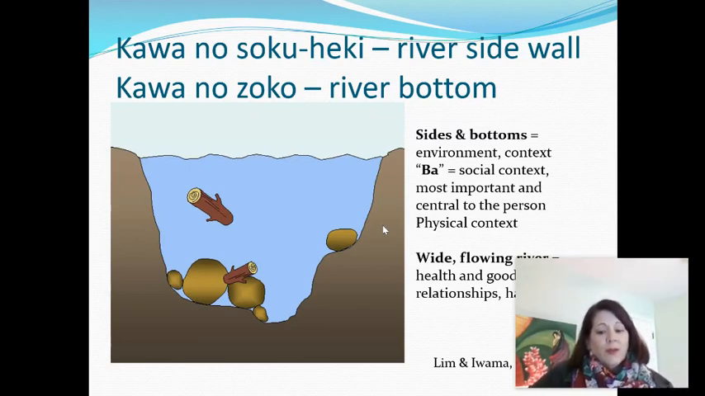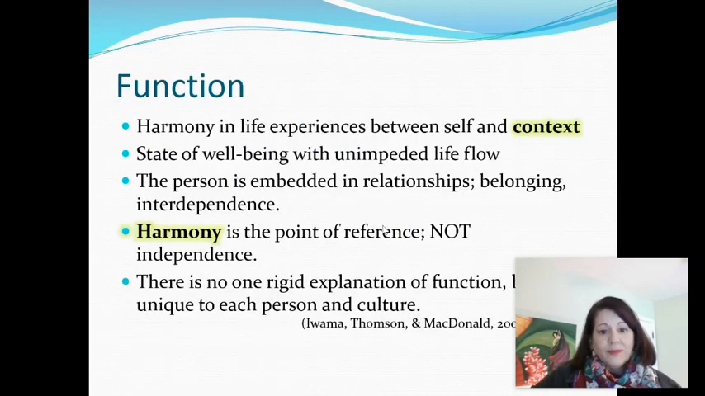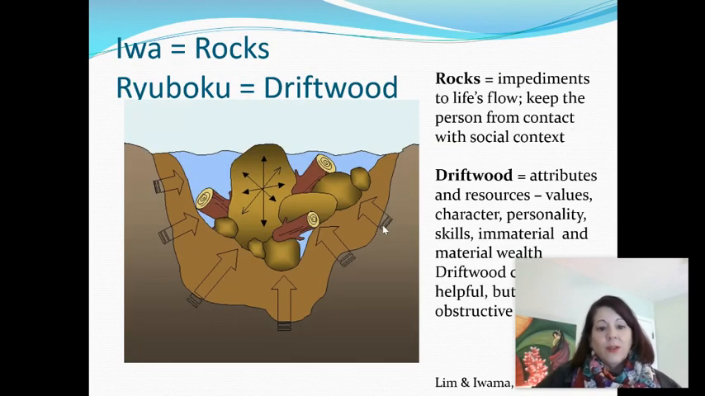Now, in this particular river model with the cross section, a wide flowing river shows health and good relationships. Function in this context is when there is harmony in life experiences between the self and the context, and there's a state of well-being with unimpeded flow. In this case, the person is embedded in their relationships, and it's not about independence, but belonging and interdependence. Harmony is the point of reference here. And in this case, there's not one rigid explanation of what is function, but it's unique to each individual.